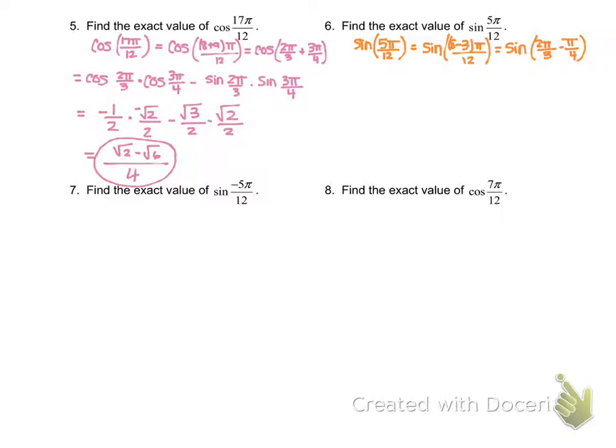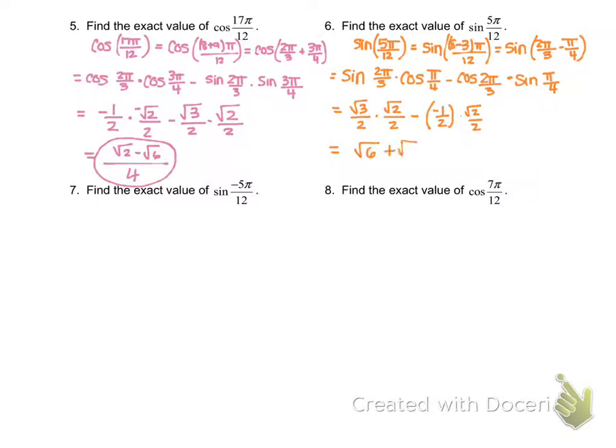So my formula is going to be sine of 2 pi over 3 times cosine of pi over 4 minus cosine of 2 pi over 3 times sine of pi over 4. And from the unit circle, we get root 3 over 2 times root 2 over 2, subtract negative 1/2 times root 2 over 2. And this gives us root 6 plus root 2 all over 4.